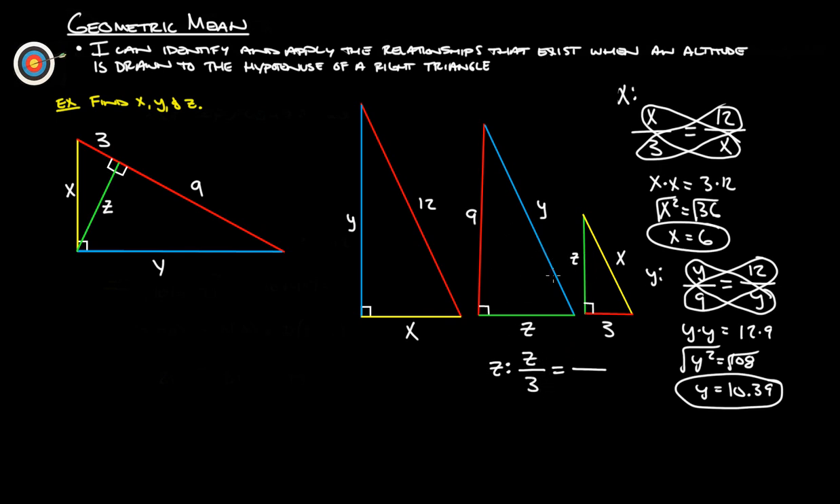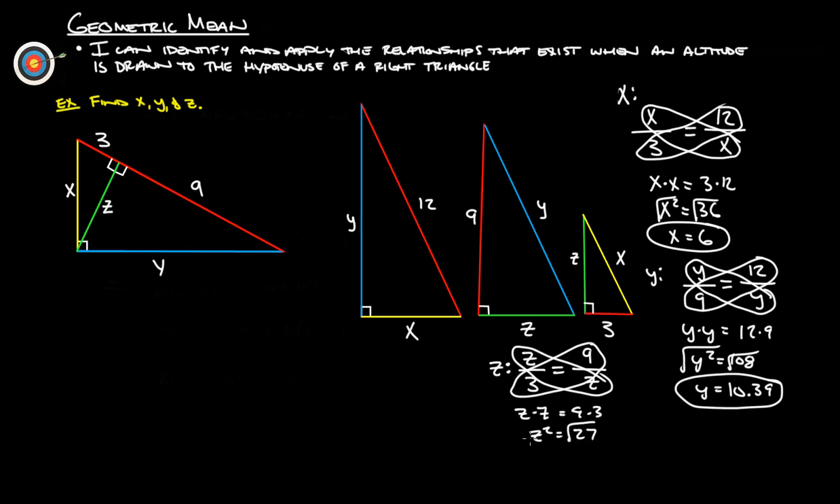And then here's the other one that has the z variable in it. So I'm going to do long leg is 9 over short leg is z. So we've got 9 over z. Cross multiply, right? And we get z times z equals 9 times 3. So z squared is 27.